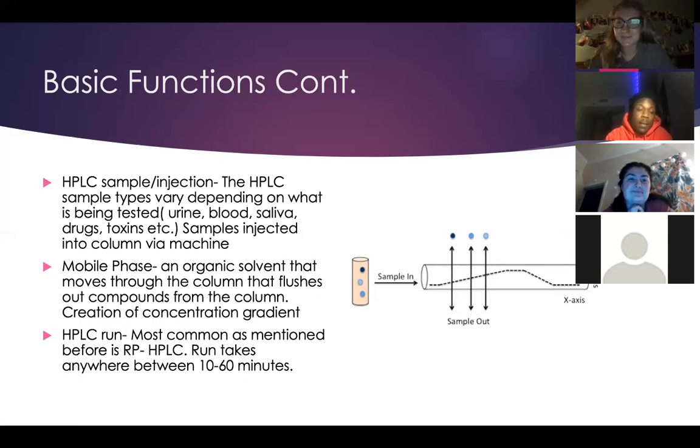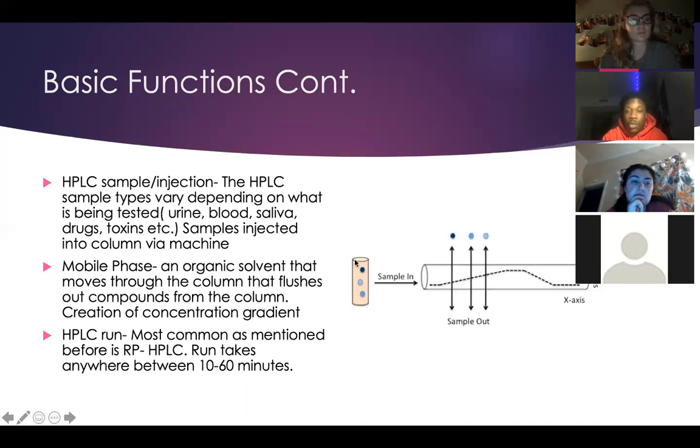And then the mobile phase is an organic solvent that moves through the column that flushes out compounds from the column. And this is a creation of the concentration gradient. And lastly, the HPLC run. Most common, as mentioned, is the reverse phase HPLC, and the run is basically just the whole process, and usually the run takes anywhere between 10 to 60 minutes. It's a very broad range.